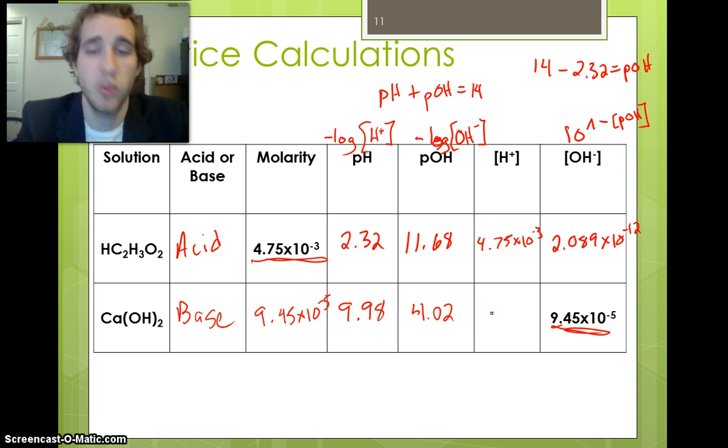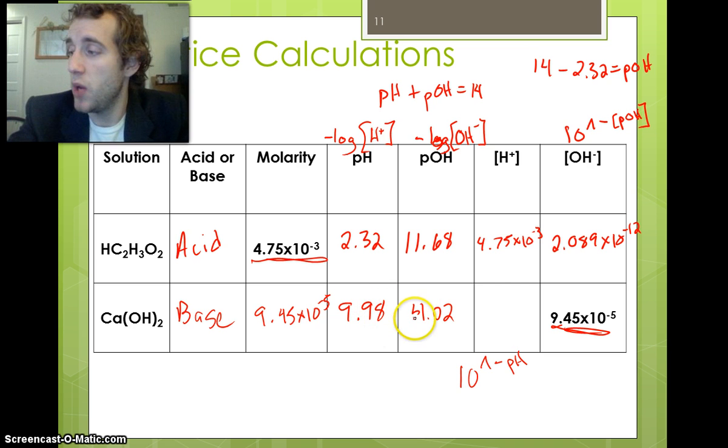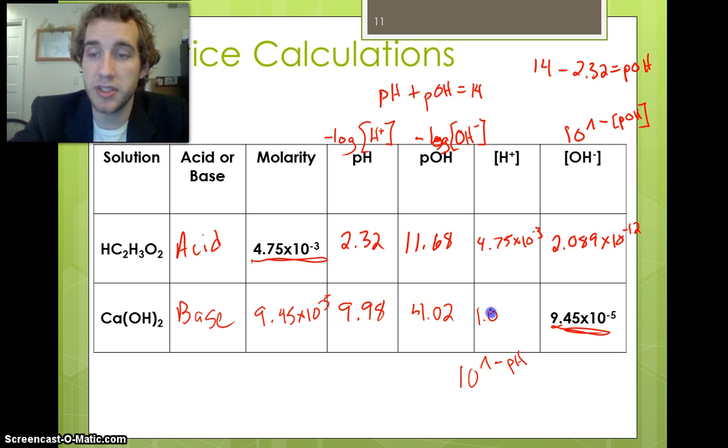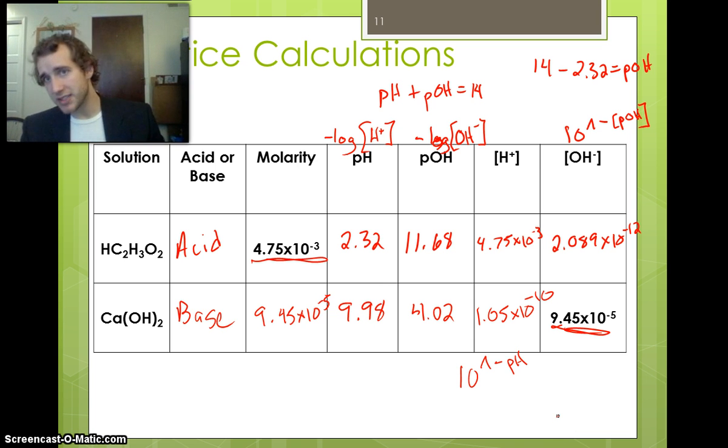Wow, sweet. We know that if the negative log of the H plus gives us this pH, the opposite of that is 10 to the power negative pH. In this case, it's 10 to the power, using the second function log, negative 9.98. When you plug that in, you get 1.05 times 10 to the negative 10. Cool. This is how we solve for our pH, our pOH, our H plus, and our hydroxide concentration.